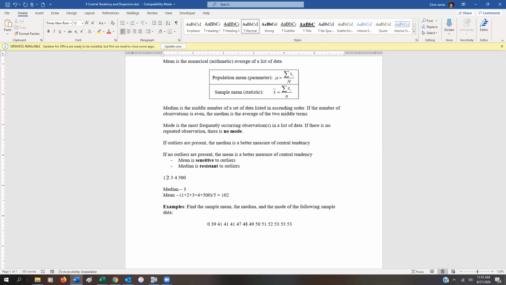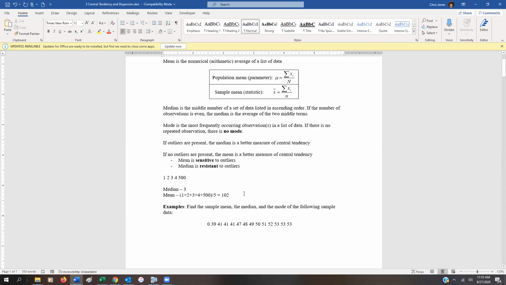Now, it's almost certain that everybody can see that 3 is a better descriptor of the majority of the data. 1, 2, 3, 4. Most of the data is between 1 and 4, so 3 is a pretty good center of that data. However, the mean must include that 500. The median tends to exclude any outlying data, right? So hopefully that makes sense as to what we mean by resistant and sensitive to outliers with respect to median and mean.